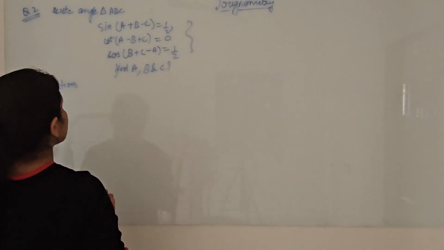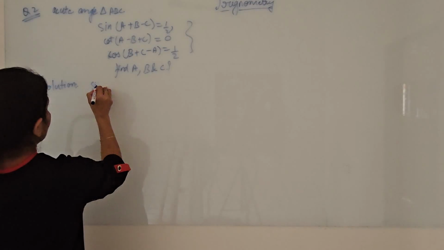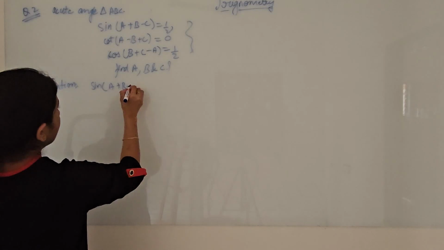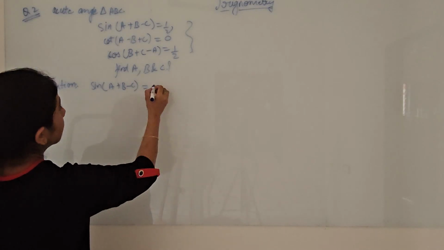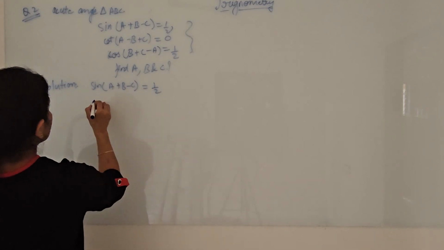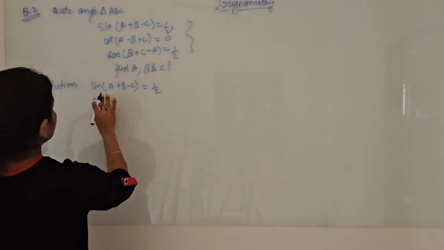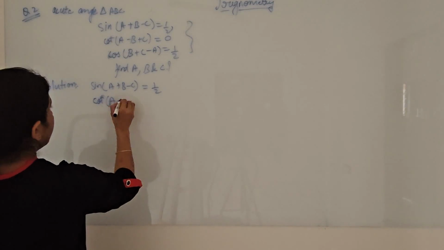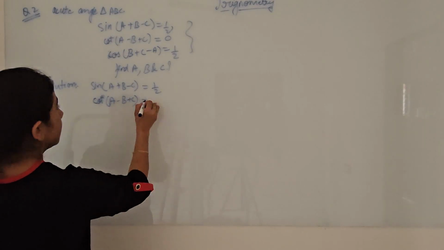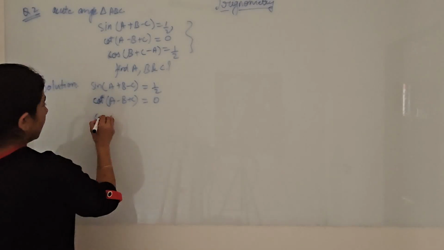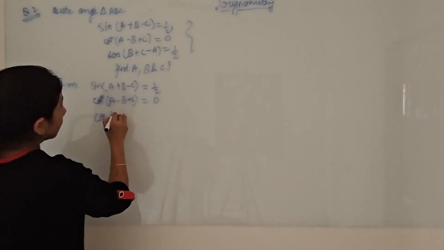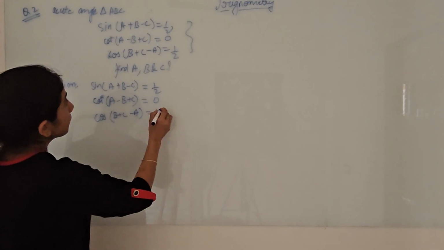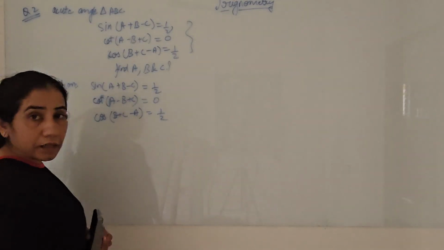Okay. Solution says, first I will write it down. What is given? Sine of A plus B minus C is equal to half. Then another one is given with cot of A minus B plus C given as 0, and cos of B plus C minus A is given as half again.